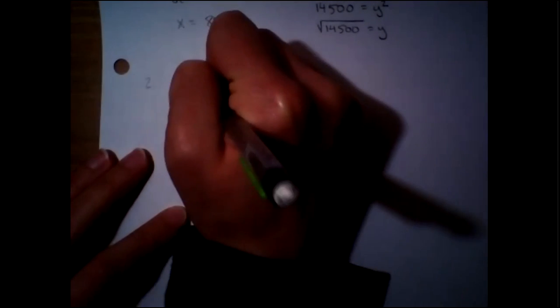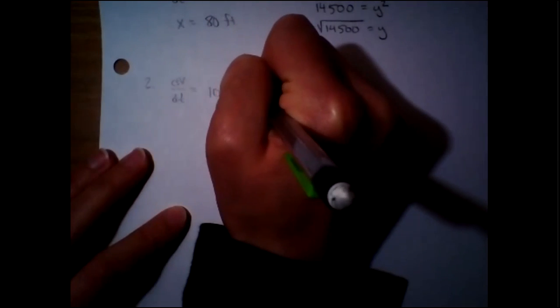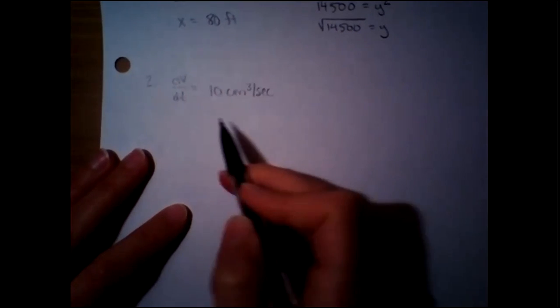They told us it was filling up at 10 centimeters cubed per second. So that is the rate of change for the volume. So that is dV/dt, V for volume. And it's positive because it is filling up.